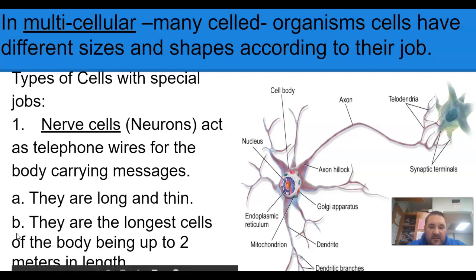Some of those types of cells, now this is called a neuron. Your neuron is a nerve cell. They act like long telephone wires that run all the way from your head down to your toes, and they have to carry messages in the form of impulses from your brain to your toes and back, or your fingers or your eyes.